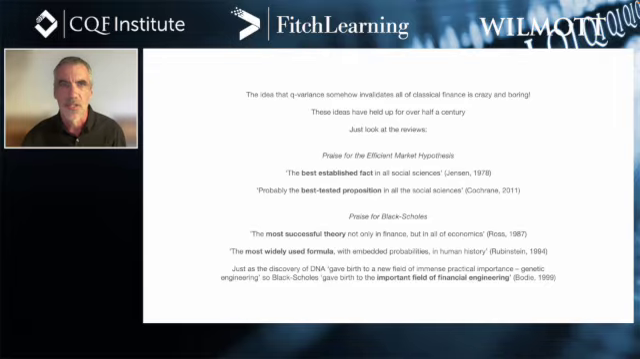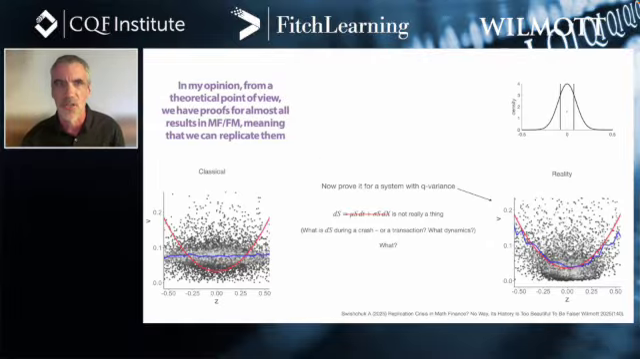Now, again, I can imagine this idea that Q-Variance somehow invalidates all of classical finance seems crazy and boring, and I can feel the eye roll. People have been saying this forever. But if you think, okay, these ideas have held up for such a long time, the efficient market hypothesis being described as the best established fact, the best tested proposition in all social sciences. Black-Scholes is the most successful theory, the most widely used formula with embedded probabilities in human history, and it gave birth to the important field of financial engineering.